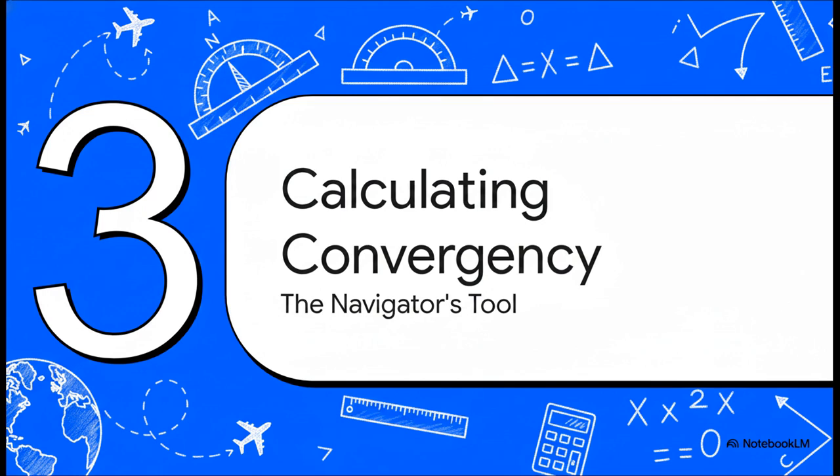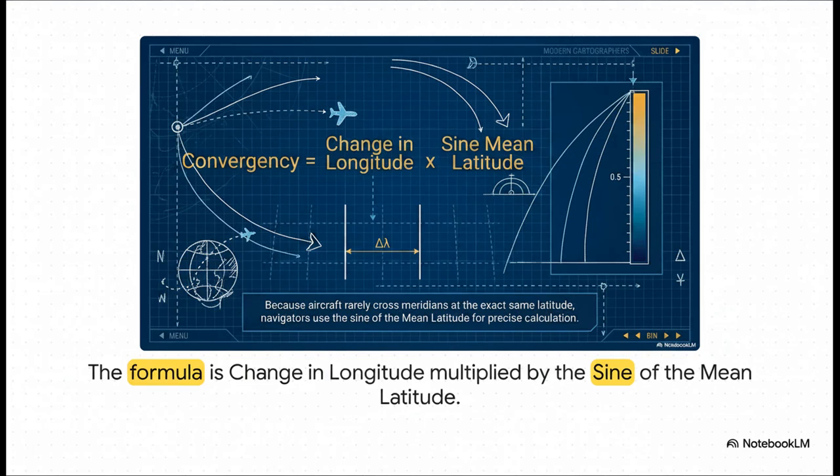And this brings us to the first critical formula you're going to need for your exams. And here it is, the key formula. Convergency equals the change in longitude multiplied by the sine of the mean latitude. Now don't let the sine part worry you. Just think of it like a scaling factor. At the equator, it's 0. At the poles, it's 1. It just perfectly scales the convergence we see on the globe.